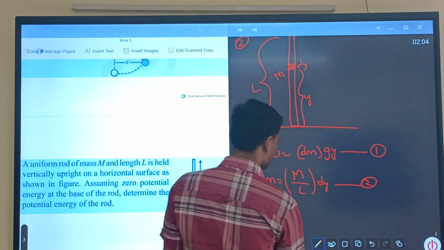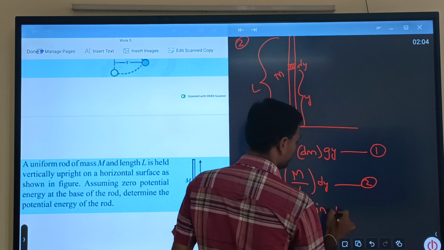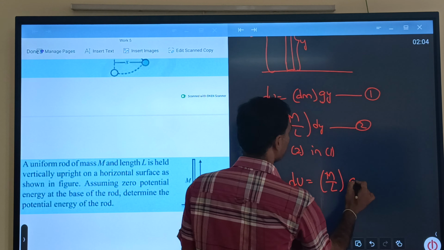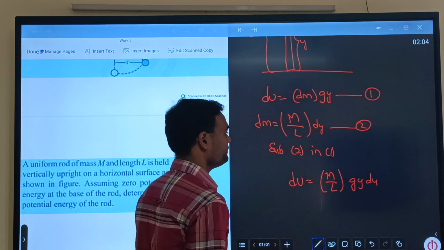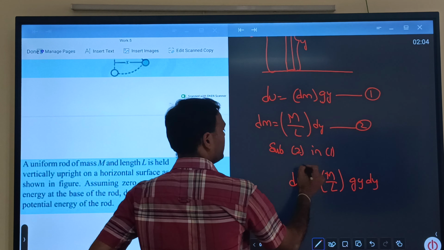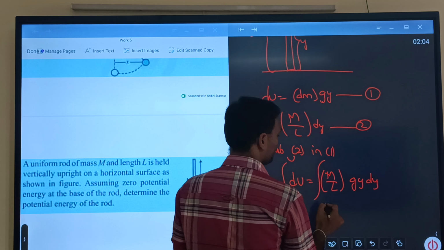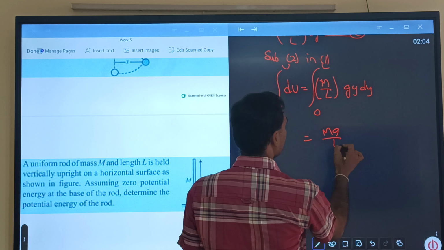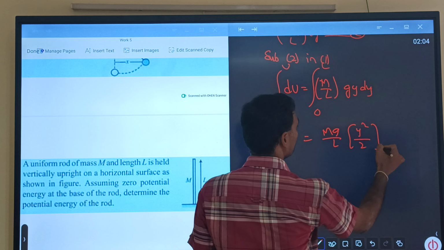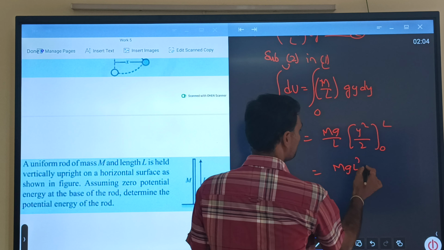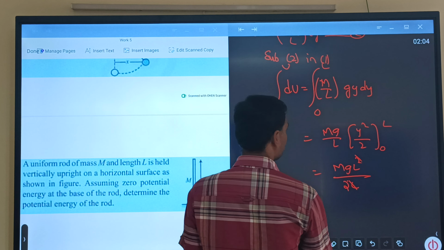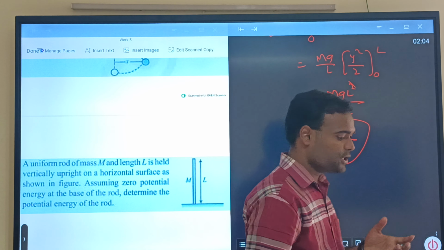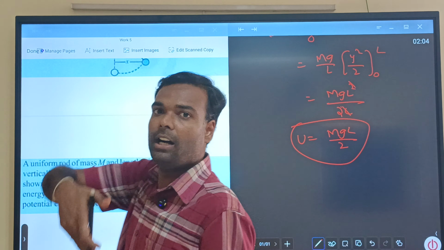Then substitute 2 in 1, then dU is equal to (m by L) g y dy, integrating from 0 to total length L, right? Now mg by L times y square by 2, from 0 to L, gives mg L square by 2L, the L's get cancelled, then the potential energy is equal to mgL by 2, and this is the potential energy stored in the rod when it is placed vertically upward.